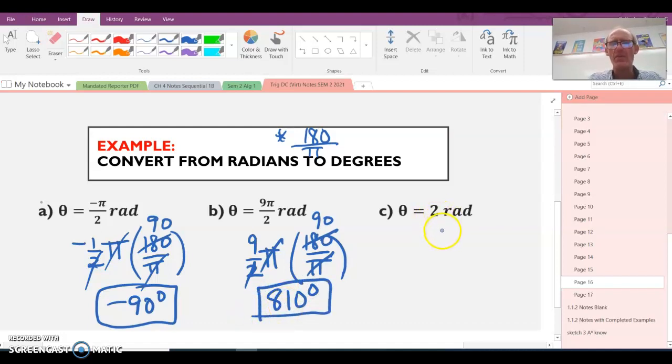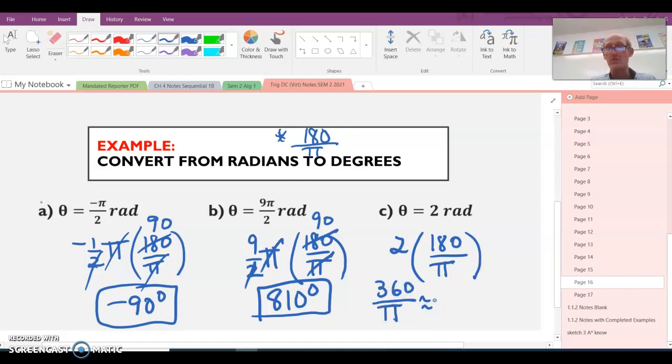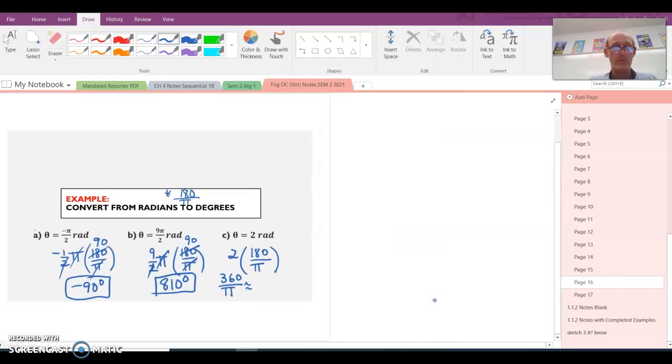Next problem, missing a pi, but that's okay. So 2 times 180 over pi is going to be 360 over pi. Now, I would roughly use my calculator here, and I would say 360 divided by 3.14 equals 114.6. So I'm going to say it's about 114.6 degrees.